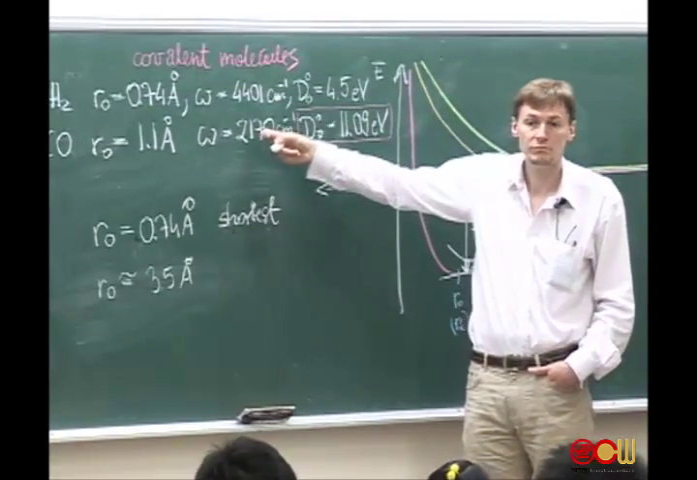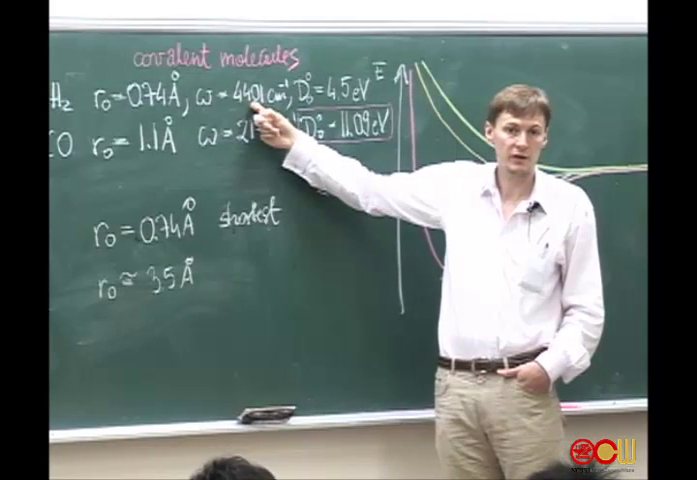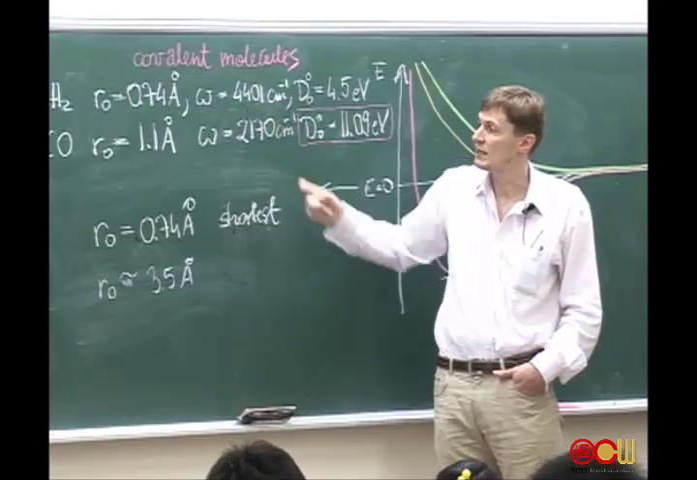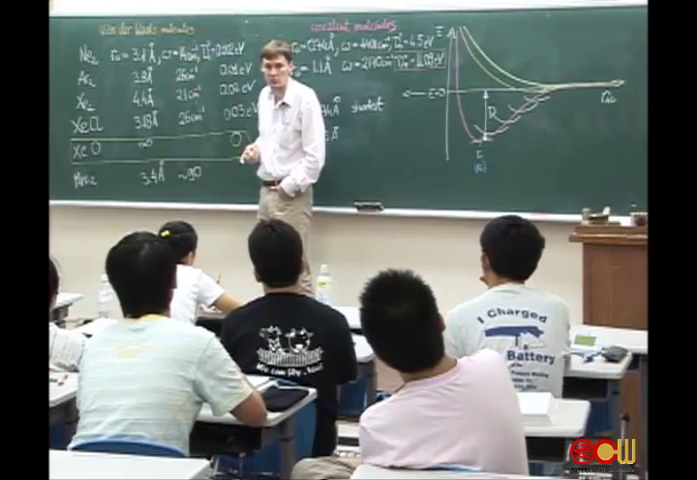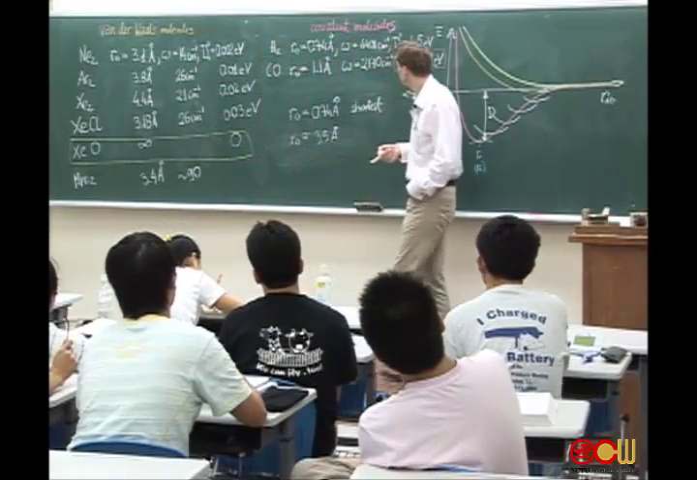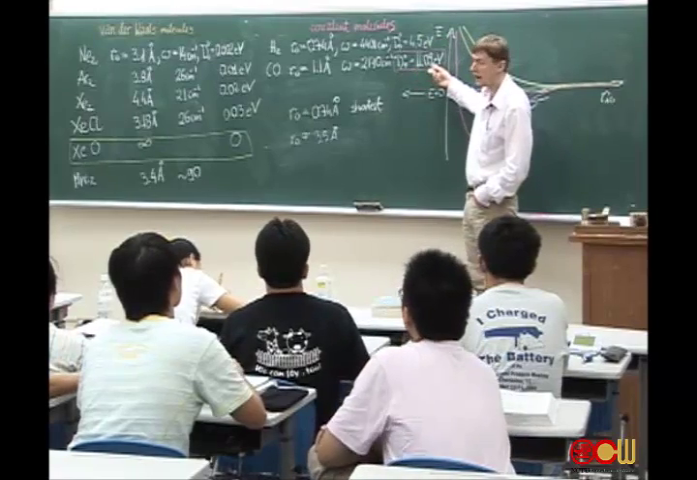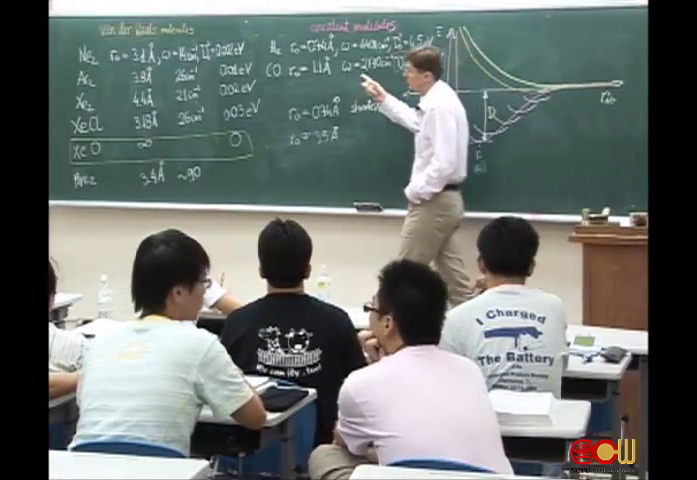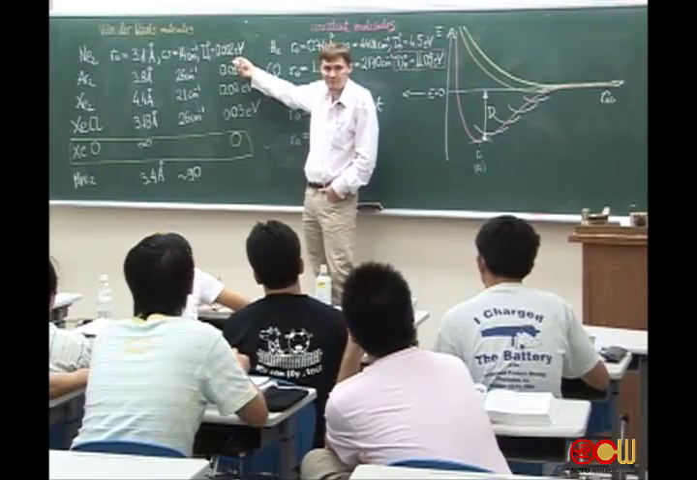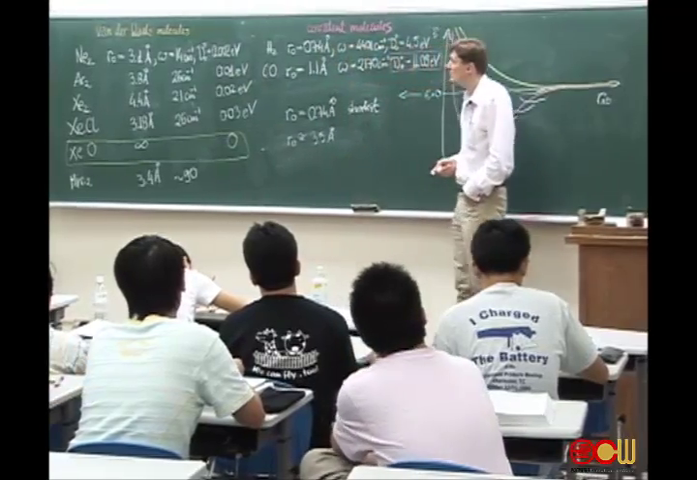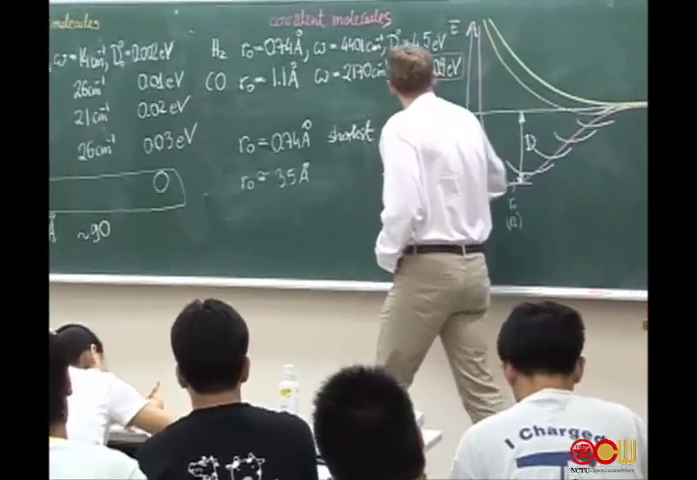Now the omega. This is the largest possible, 4,400. And the smallest possible, you see that they can go as low as 10 wave numbers. D0, I said that this is the highest possible. And probably the lowest possible is around here. You cannot go really much lower. Good.